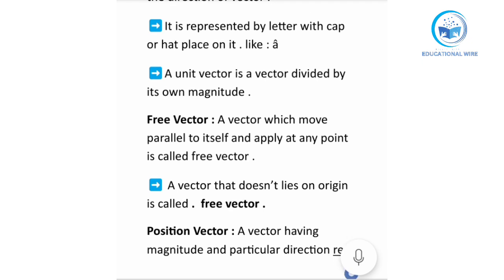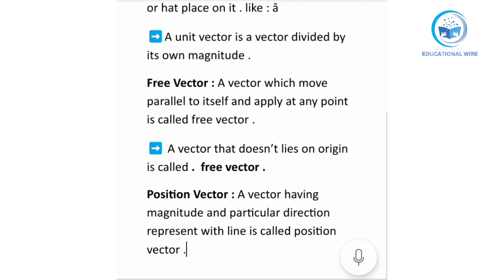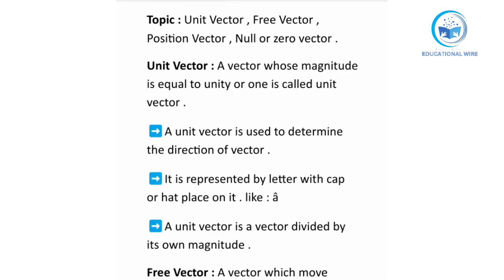So there's one more difference: a vector having magnitude and a particular direction, represented with a line, is called a position vector. It's called the position vector. Now we will understand with a diagram how it's called the position vector.